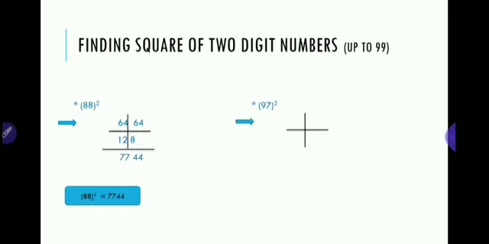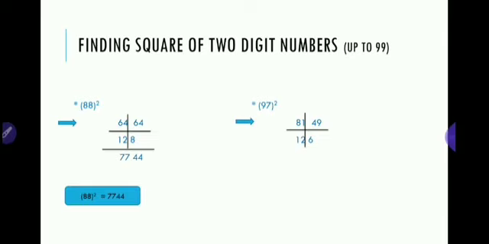Again make a 4 quadrant. In that 4 quadrant write the square of 9 first, then write the square of 7, 49. Next make one calculation in your mind: 9 into 7 into 2, that is 126.